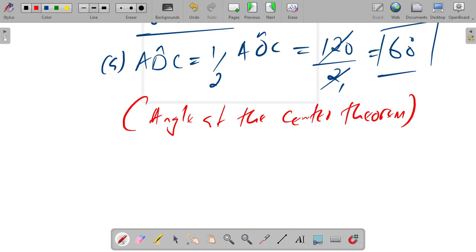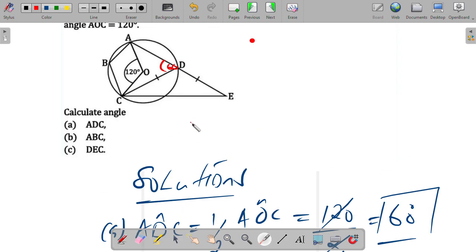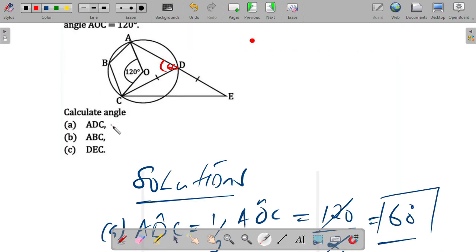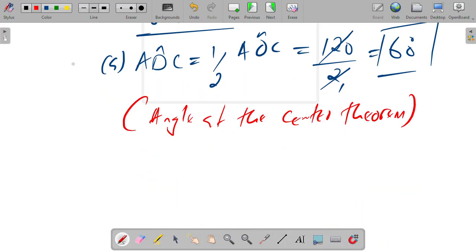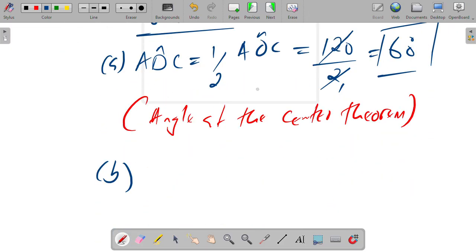B, the question is calculate ABC, this angle here. Now, what theorem are we applying here? Let me write the solution for B here. We are told to find ABC. Sorry about that.